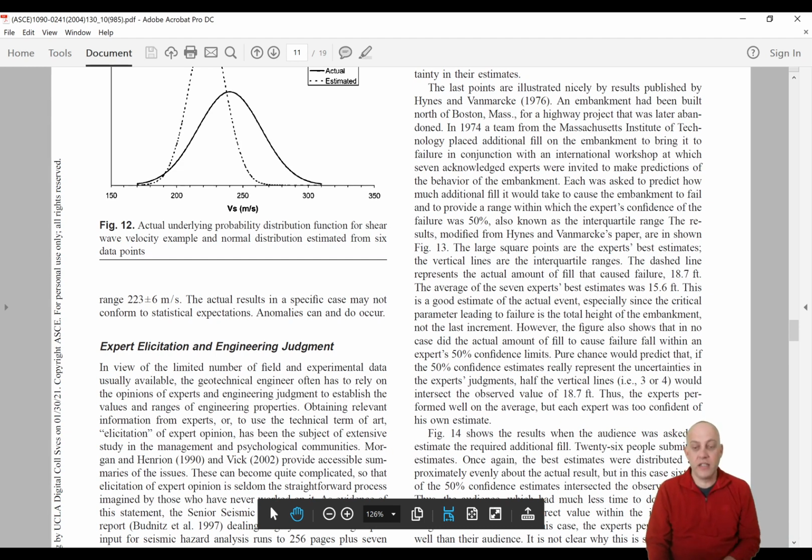They held a workshop and gave detailed information to a group of 7 experts and asked them to estimate the amount of fill that would have to be added in order to fail the embankment, and to also give a range that corresponded to their 50% confidence interval, also called the interquartile range. So like, I'm 50% sure the actual amount of fill that causes failure of the embankment will be between these two numbers, within this range.